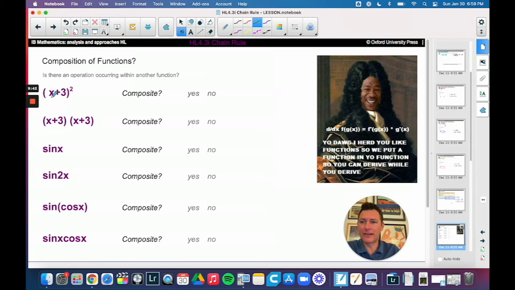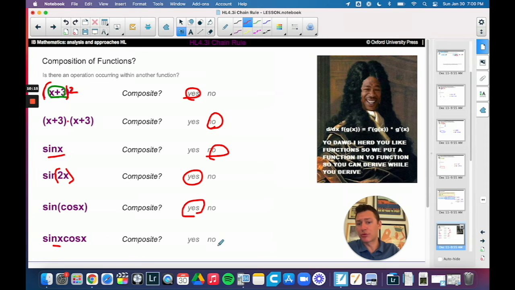So is this one composite? Yeah, there's the inside function, this piece, and here's the outside function, squared. So yes, composite. This, not composite, it's just two things multiplied together, and we would expand it or use the product rule. Foreshadowing, we don't know the product rule yet. This, no, there's only just x sitting there, but this is sine of 2x, so it has an outside and an inside function. Same thing, this is sine of cosine of x, so this is composite. This is just sine of x times cosine of x. It's a product. We'll have to use product rule on it tomorrow.